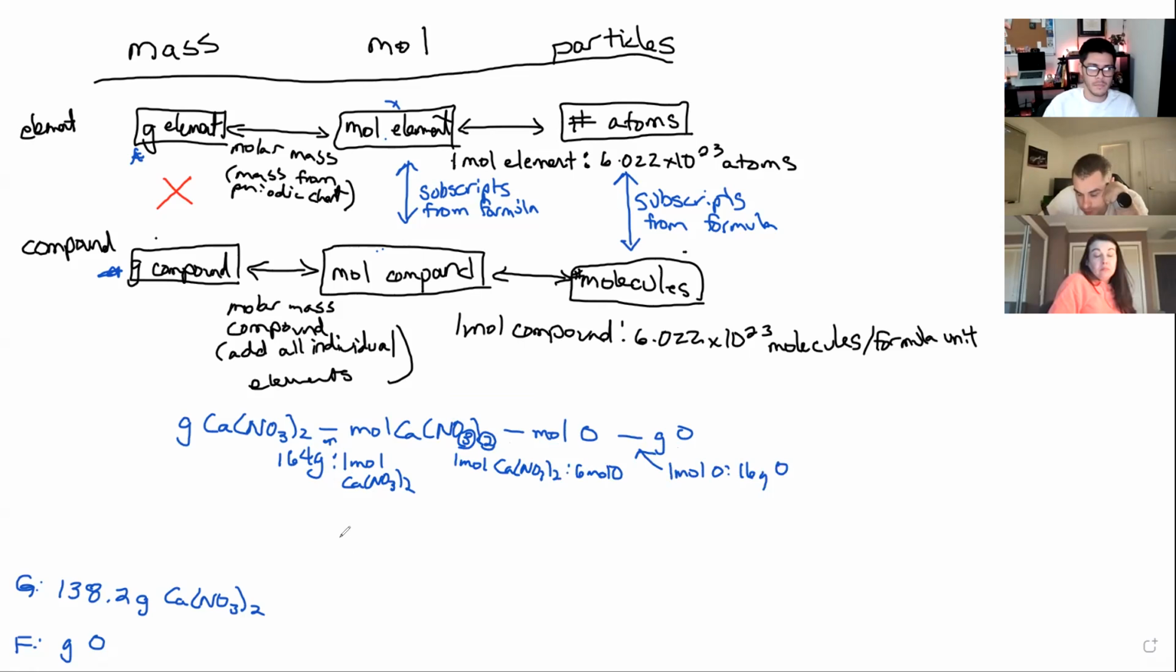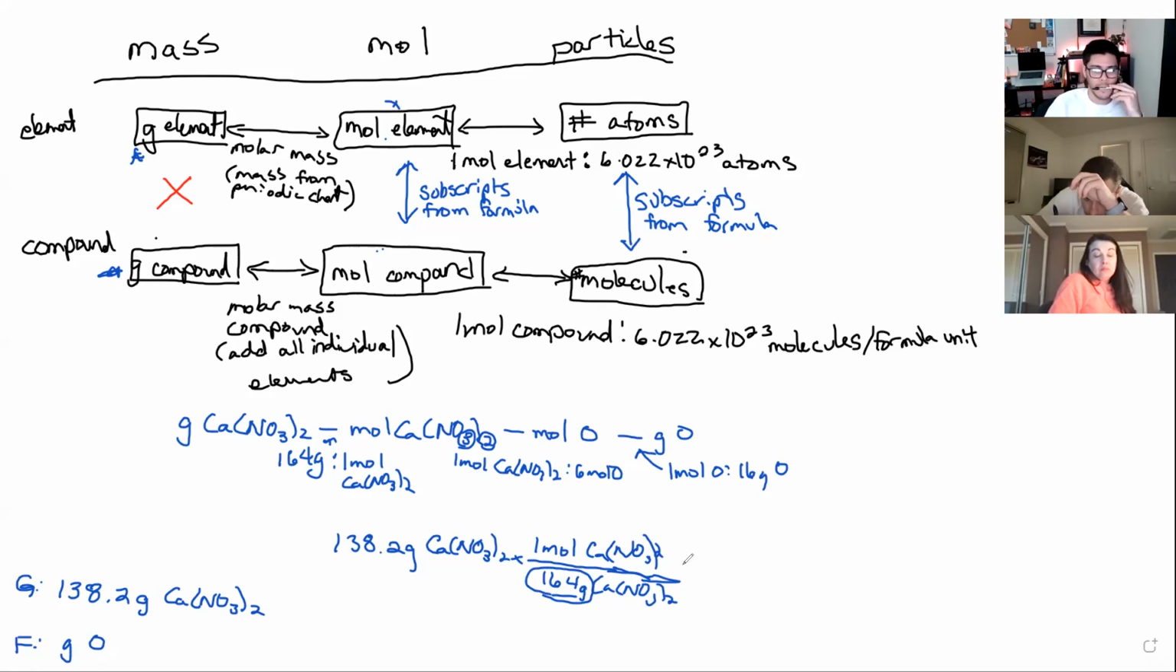So we start our flow with our given information, 138.2 grams of CaNO3. Use the molar mass of the compound to get into moles. I want to get out of grams and I want to get into moles. So 1 mole of the CaNO3 is equivalent to 164 grams of the CaNO3. A really common mistake that I will see is people pair the number with the mole value. The number needs to be paired with the gram value. Okay, so make sure you're keeping those 2 together.